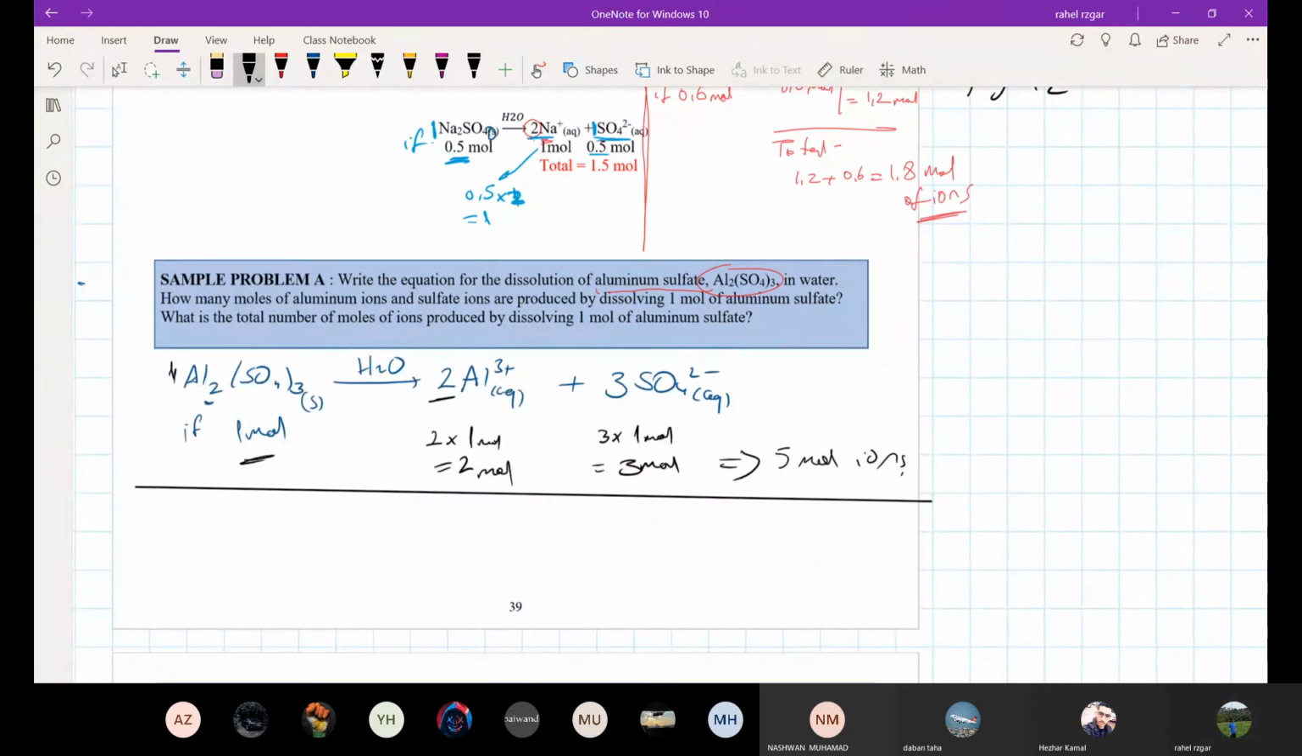Let's say for the same compound, I'm going to write another number. What if aluminium sulfate is 0.2 moles? Then multiply by 2. 2 times 0.2, we get 0.4. So sulfate, 3 times 0.2 will be 0.6. And a total of 0.4 and 0.6, total 1 mole of ions.